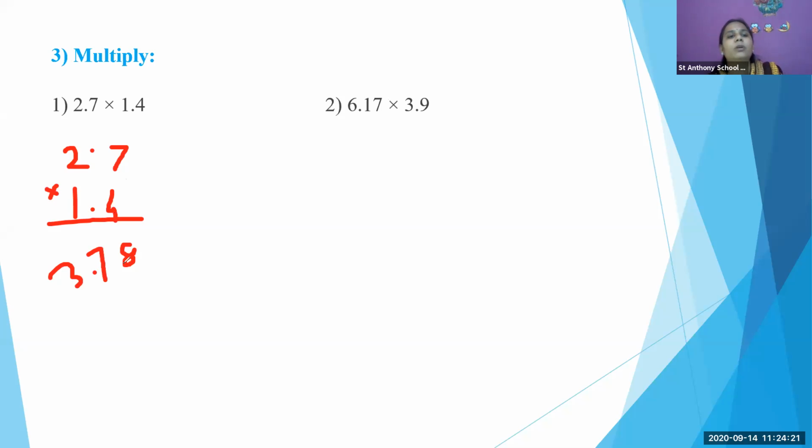So after 2 digits the decimal point is placed from the unit place, right? So 1, 2. Here our decimal point will be. So the answer is what? 3.78. Good. So how should it be read? Don't read it as three point seventy-eight. You should read it as three point seven eight.